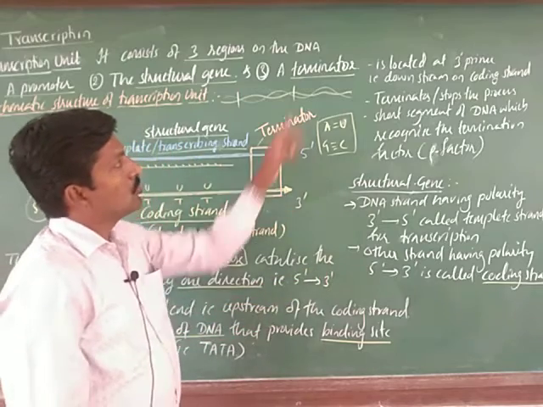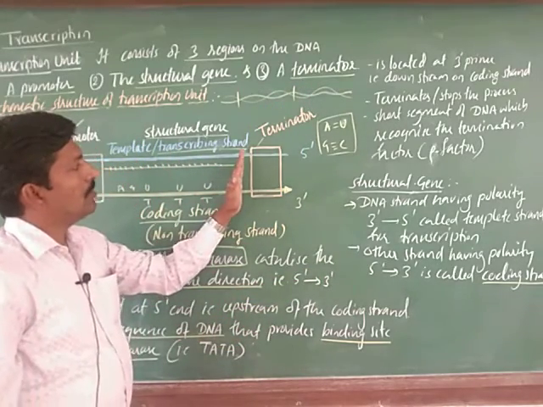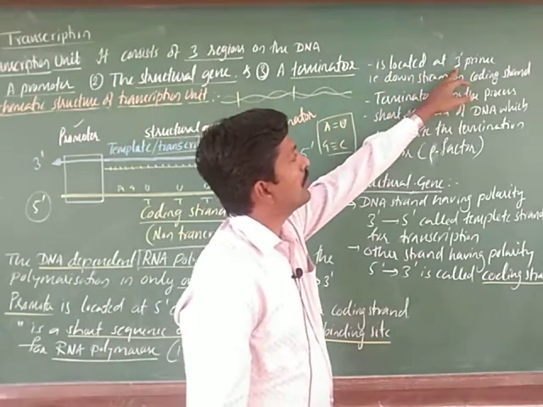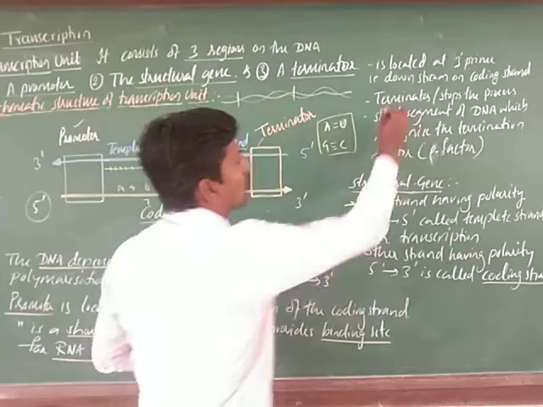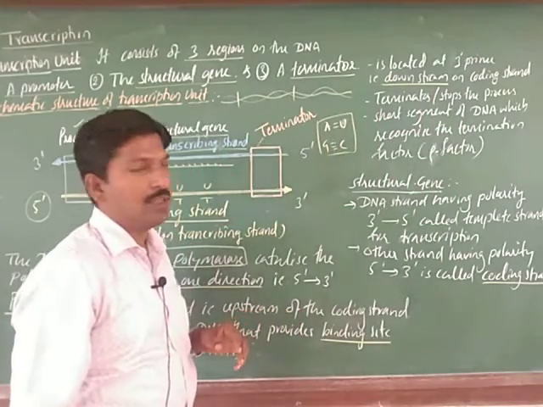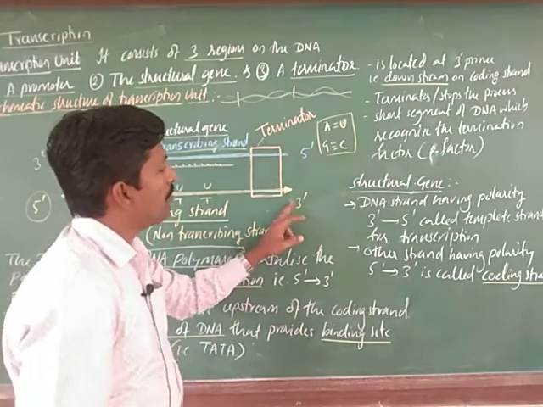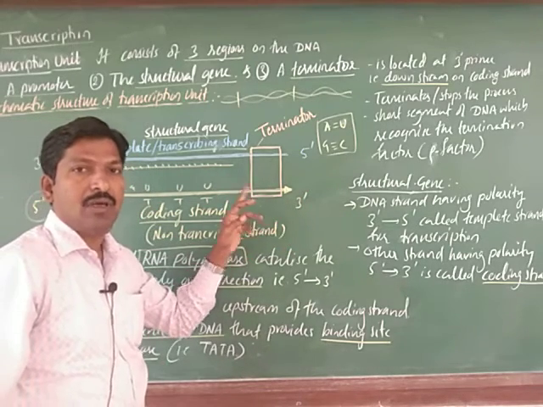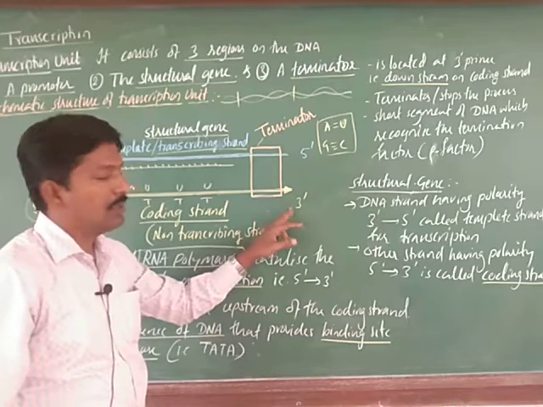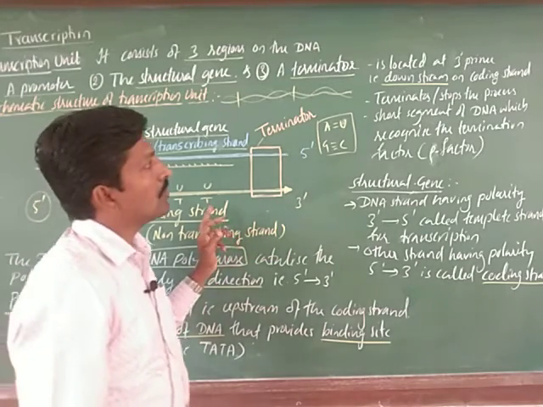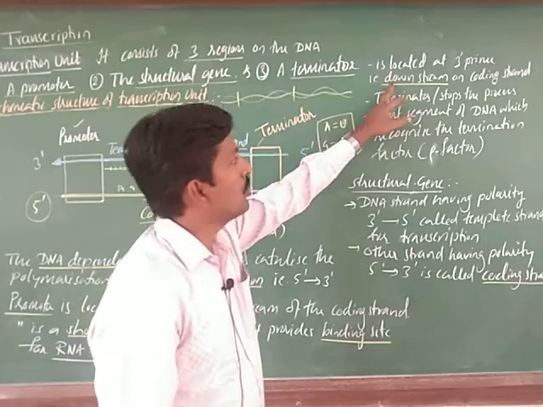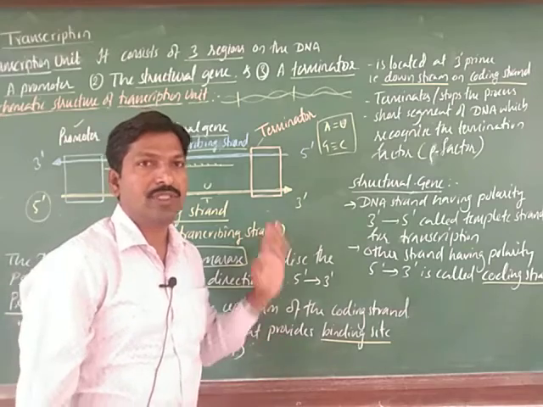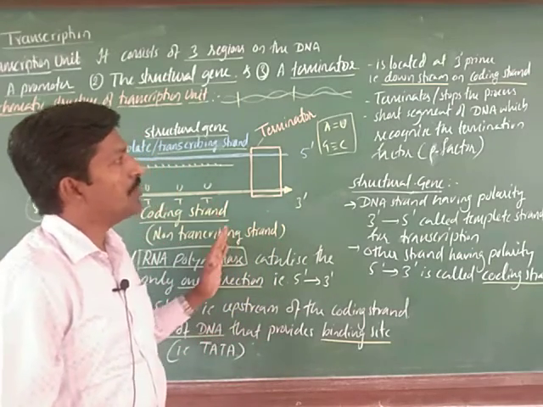And the terminator, once the process comes to the terminator, will stop it. It is located at the 3' end, referred to as downstream, of the coding strand, not the template. So the terminator is located towards the 3' end of the coding strand, which we call downstream. The terminator stops the process of transcription.